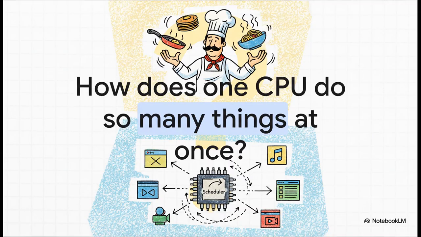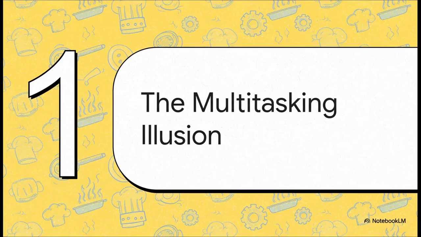I mean, really think about it. How can one single brain, the CPU, be focused on so many different things at once? The secret is, it's not. It's actually a trick, a really, really fast and clever one that's at the very heart of pretty much every modern operating system.